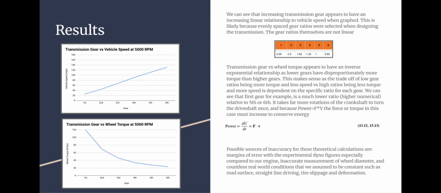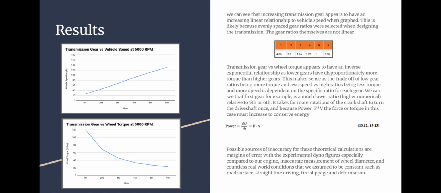So as you can see in our results, we graphed transmission gear to vehicle speed first, and you can see it looks pretty linear when graphed. This is likely because the gear ratios were just chosen to be evenly spaced when designing the transmission, but the ratios themselves are not linear. If you were to plot them, you can see the difference between 1 and 2 is much greater than 5 and 6.